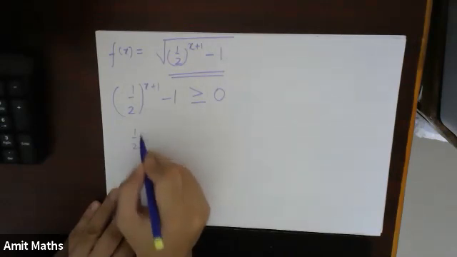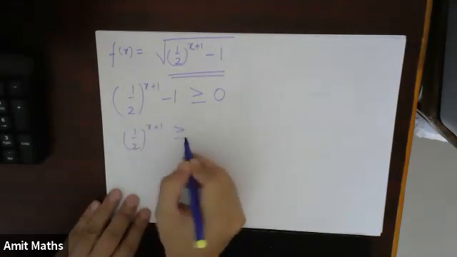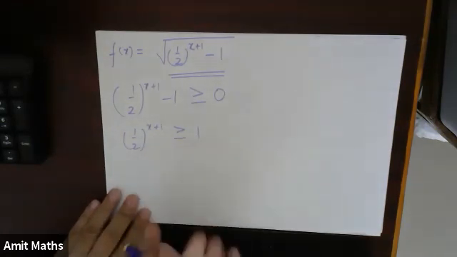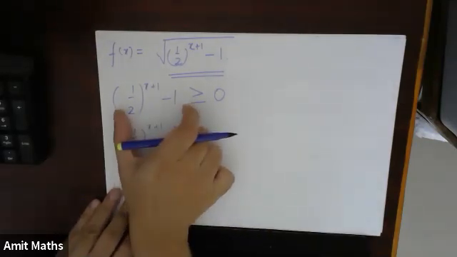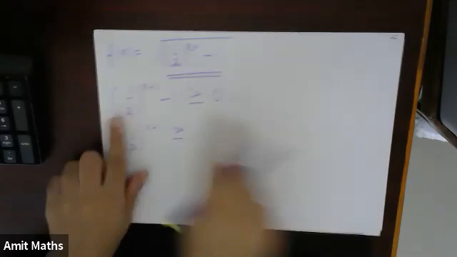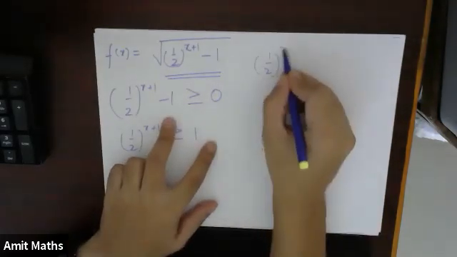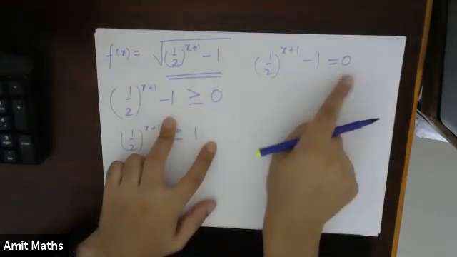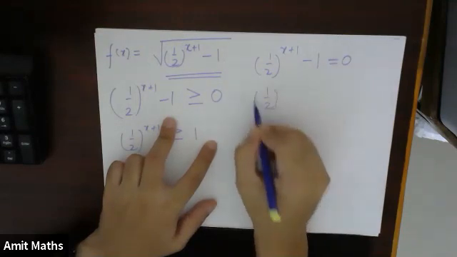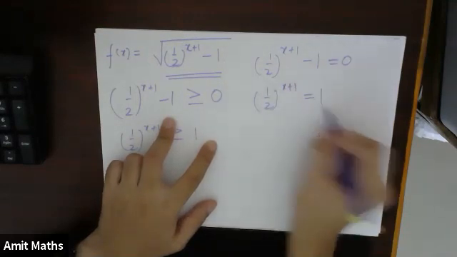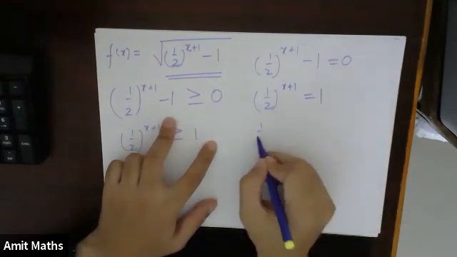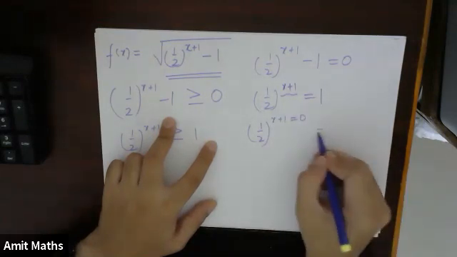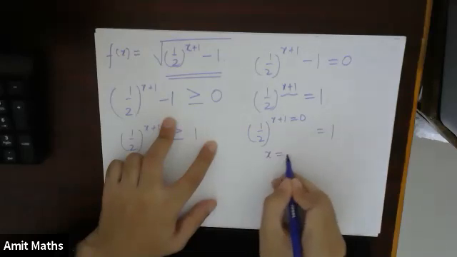Now see, 1 by 2 to the power x plus 1 should be greater than or equal to 1. First, I'll find out the critical point of this. The critical point will be where 1 by 2 to the power x plus 1, minus 1, is equal to 0. That means 1 by 2 to the power x plus 1 should be equal to 1. That means whatever is the power of 1 by 2, this x plus 1 should be equal to 0. Only then this will be equal to 1. So that means x is equal to minus 1.